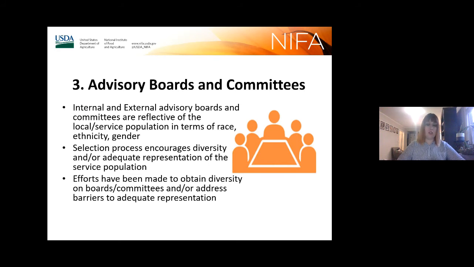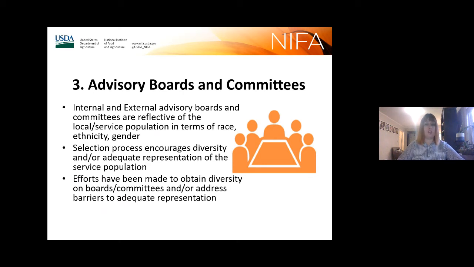Review area number 3 has to do with advisory boards and committees. So are these internal or external advisory boards and committees, which could be called review panels, things like that? Are they reflective of the local and/or the eligible service population in terms of race, ethnicity, and gender? What is the selection process like? Does it encourage diversity? Does it encourage adequate representation of the service population? And what efforts have been made to obtain diversity on boards and committees, and/or to address any barriers that exist to adequate representation?